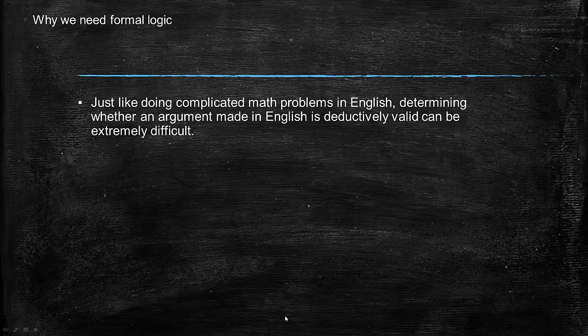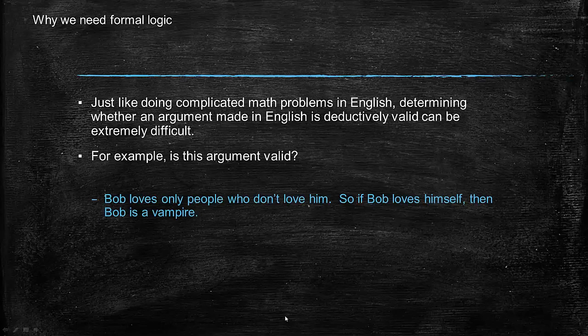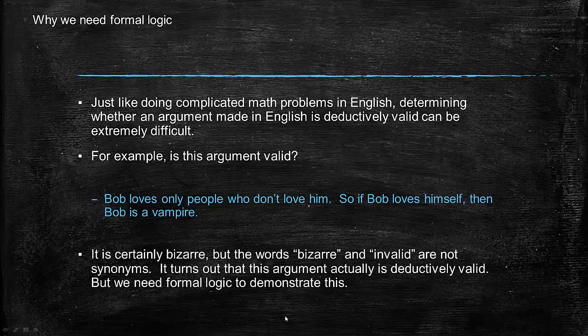Well, just like doing complicated math problems in English, determining whether an argument made in English is deductively valid can be extremely difficult. For example, is this argument valid? Bob loves only people who don't love him. So if Bob loves himself, then Bob is a vampire. Well, that's ridiculous, right? It's certainly bizarre. But the words bizarre, ridiculous, and invalid are not synonyms. It actually turns out that this argument is deductively valid, but we're going to need a lot of formal logic to demonstrate this.